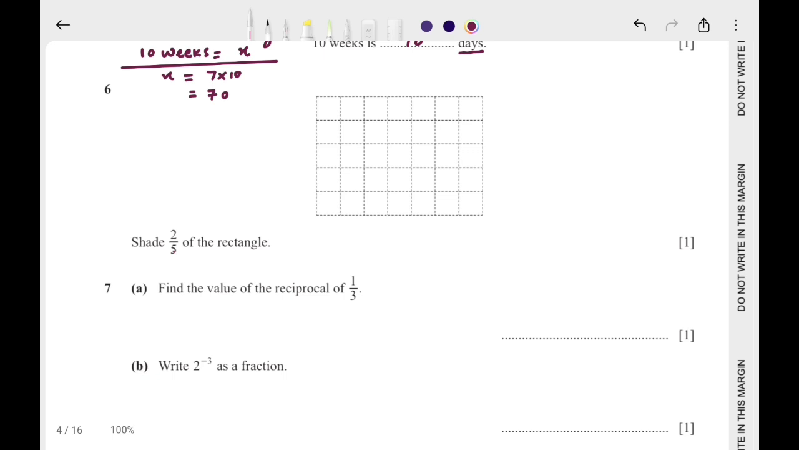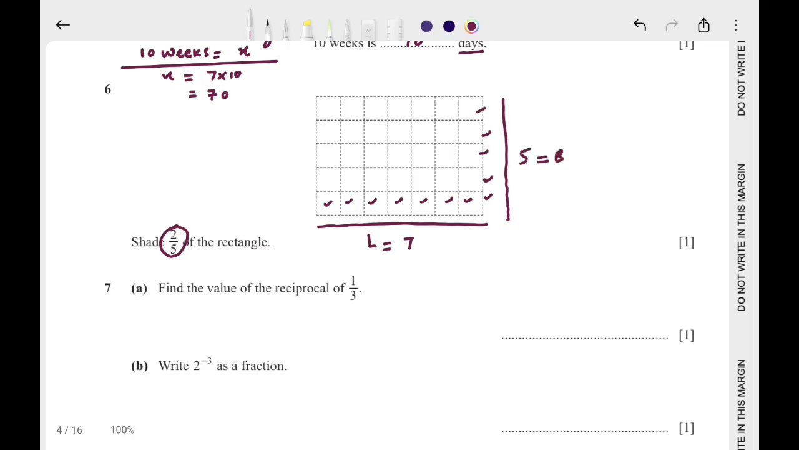Shade 2 upon 5 of a rectangle. So for that purpose, first of all, we have to see the number of boxes inside a rectangle. For that purpose, we can multiply length with breadth. So for length, we just have to count the number of boxes. There are 1, 2, 3, 4, 5, 6, 7 boxes, and the breadth 1, 2, 3, 4, 5. This is the breadth. Now multiply them.